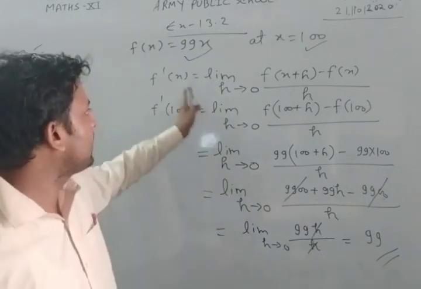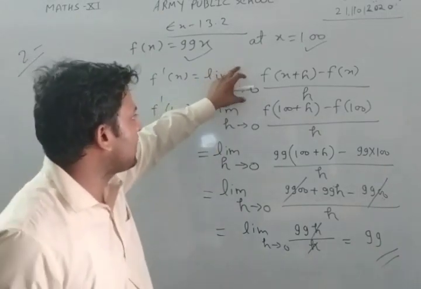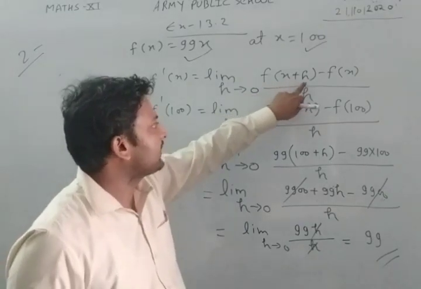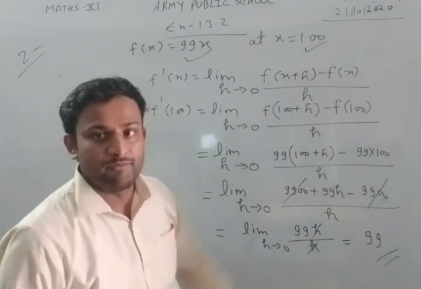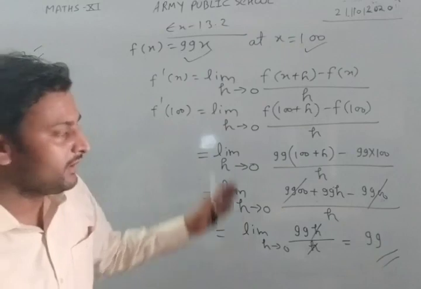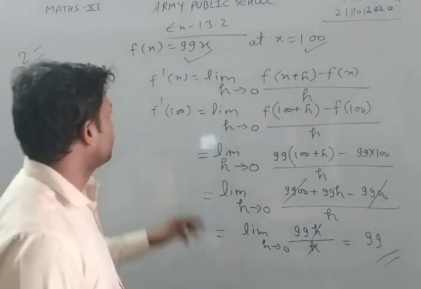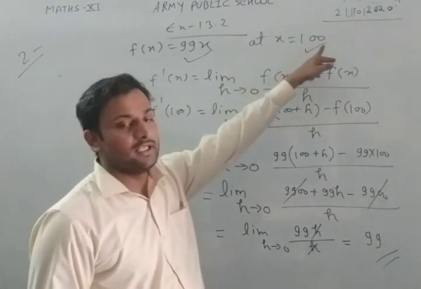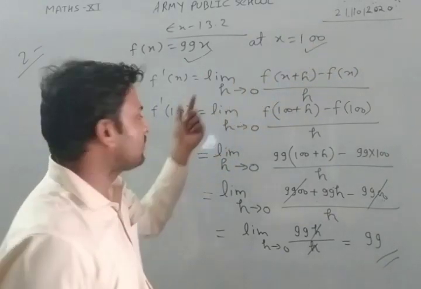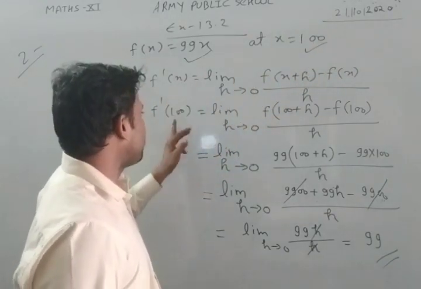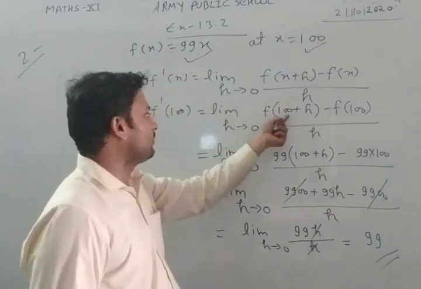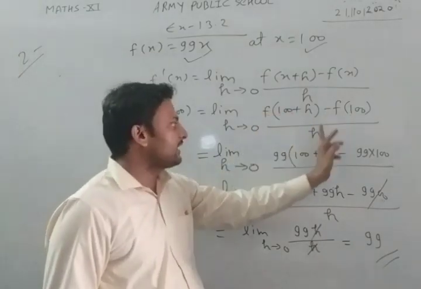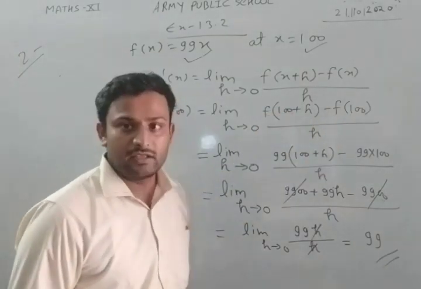No doubt here what we have done, f dash x is limit h tends to 0, f(x plus h) minus f(x). This is our formula, finding the derivative by first principle. So we have to find the value of this at x equal to 100. So we put 100 in the place of x. So limit h tends to 0, f(100 plus h) minus f(100) divided by h.